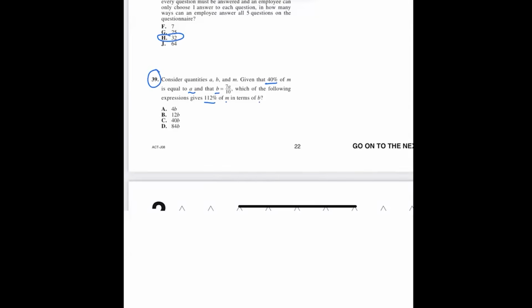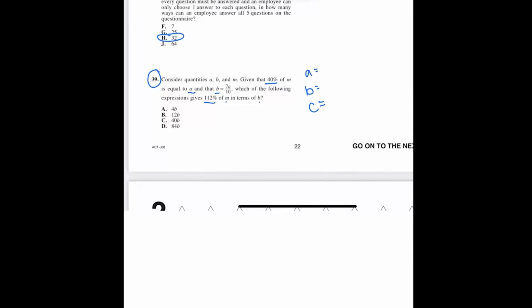So given that 40% of M is equal to A, whenever I look at this, I'm like, okay, we need to define terms. You're gonna learn that I love putting in false numbers. It just helps clarify things for many kids. So let's go ahead, given that 40% of M.